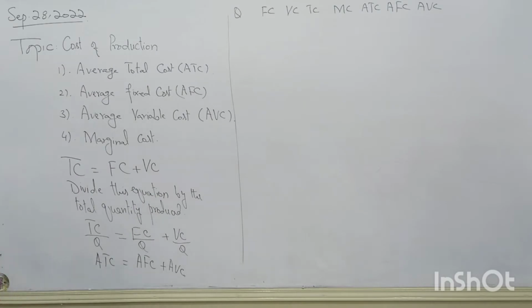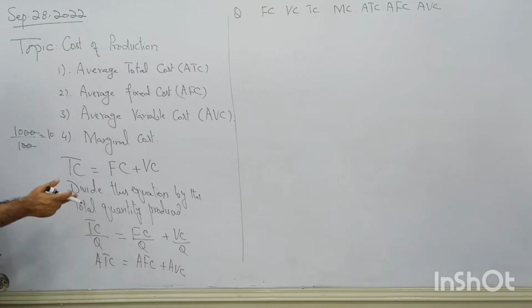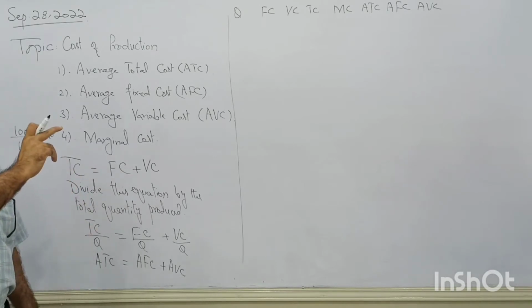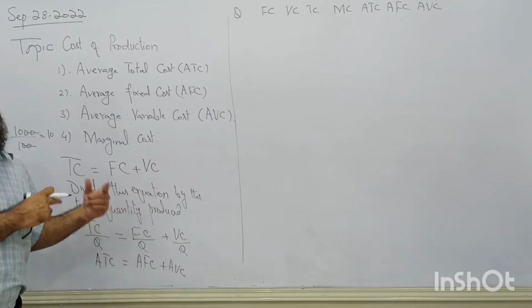Clear? Sir, why did you divide by output? To find the average value. To find the average value, I will explain to you. See, we have produced 100 units and total cost for these 100 units is 1000. So how much is the per unit cost? 10. This is how we find the average per unit cost. Now what is average fixed cost? Fixed cost of maybe 200 divided by 100 will give us the average fixed cost, and the variable cost divided by the output will give us the average variable cost.